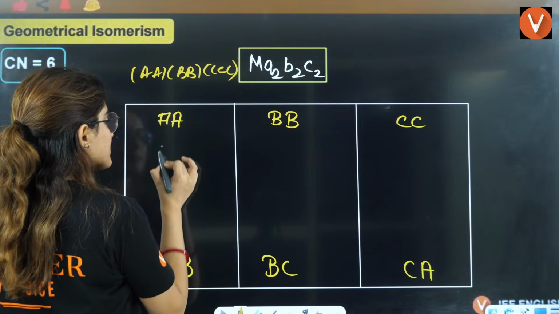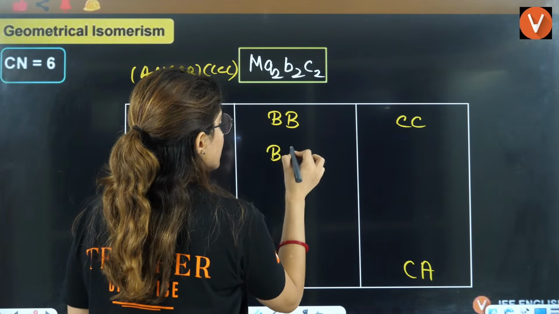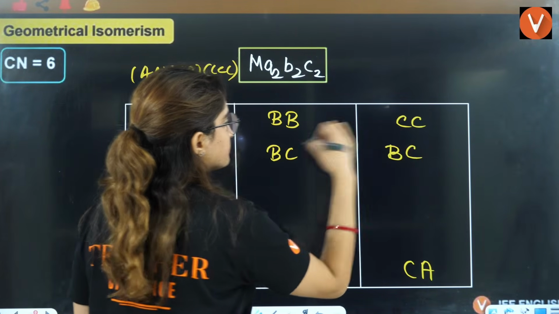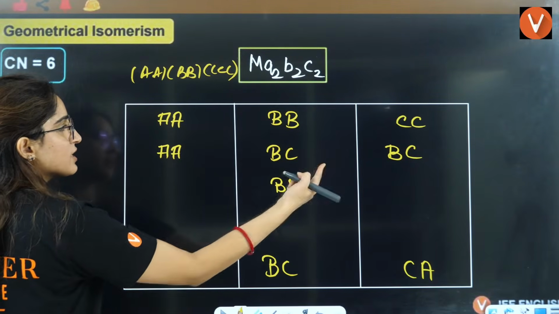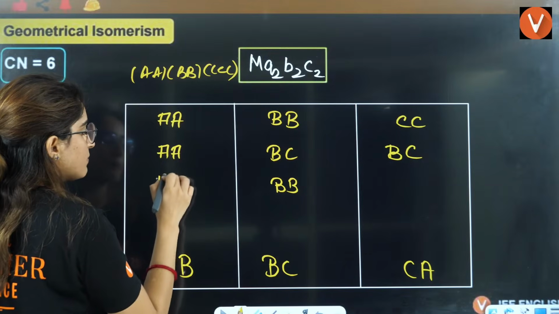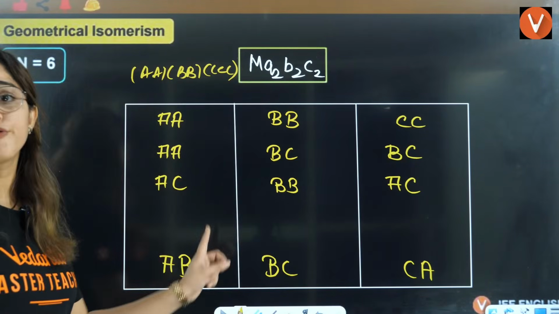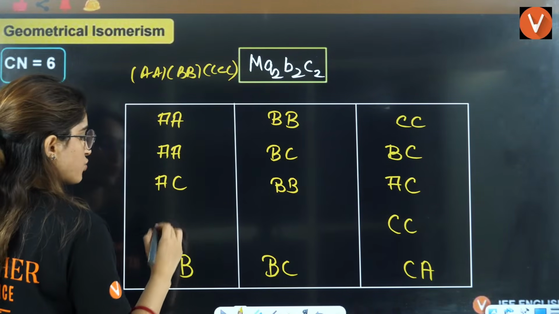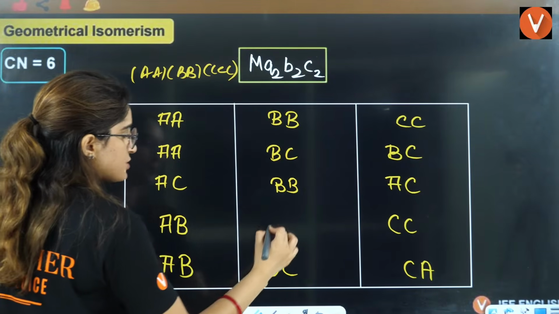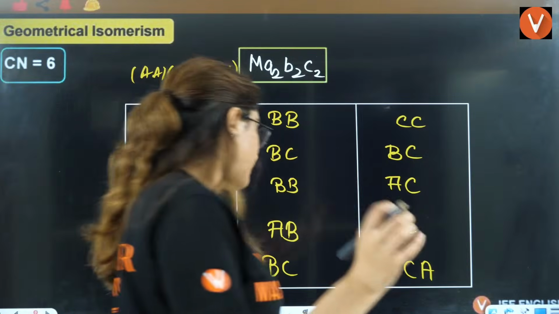Then when you fix AA and you interchange these two, this will be BC, this will be BC. Then you fix BB and you interchange A and C. This will be AC, this will be AC. Then you fix CC and you interchange these two. This will be AB, this will be AB. These are the 5 geometrical isomerism.